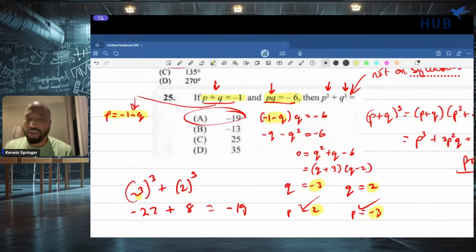So they wouldn't give you all the questions like this. There are some questions that you just quickly figure out the answer. This might be one of the longest questions you have to do in the exam.